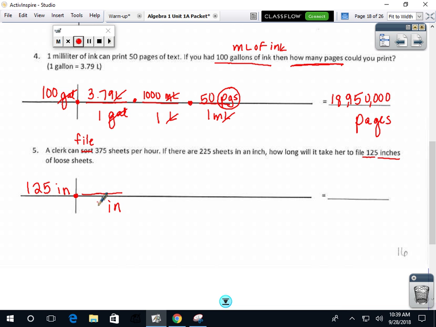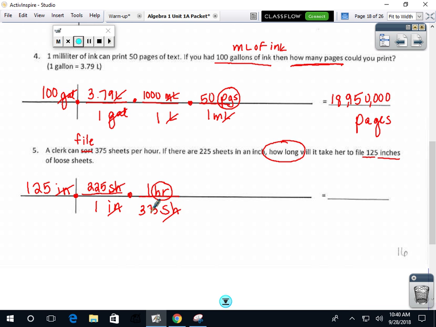What's it say? Right, every inch is 225 sheets of paper. Now that we have sheets on top, we put sheets on bottom, and what do they tell us about sheets? Right. Okay, now, remember, the question is asking how long. So don't you think they want our answer in hours? Because how long would be a time frame? So that means hours is what we needed to make it to, and we did. We crossed out the others.